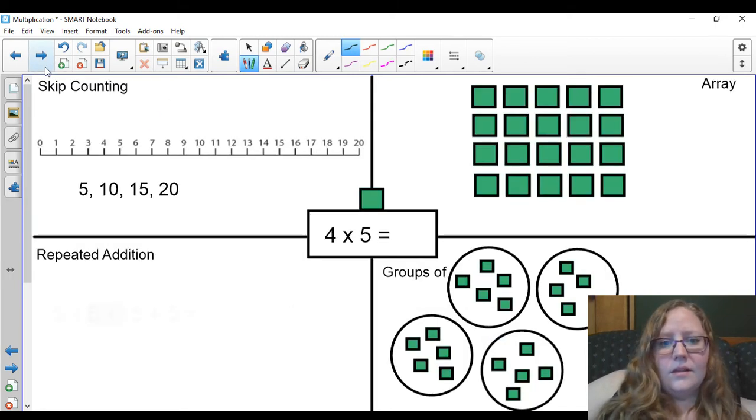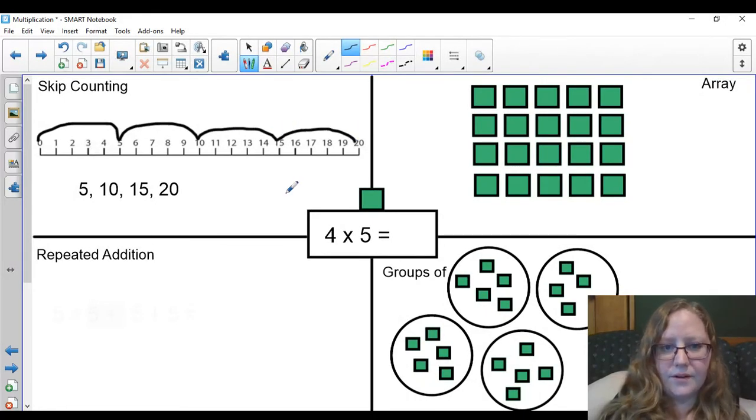Okay, let's try with a more complicated one. So last time we did an array and a groups of, and that's what that looks like. So this time I'm doing 4 groups of 5, 4 times 5. So again, I start at 0, I have 5 in each group. I'm counting 5 and another 5. That's 2 groups, and another 5, that's 3 groups, and another 5, that's 4 groups. And my answer ends up being 20.